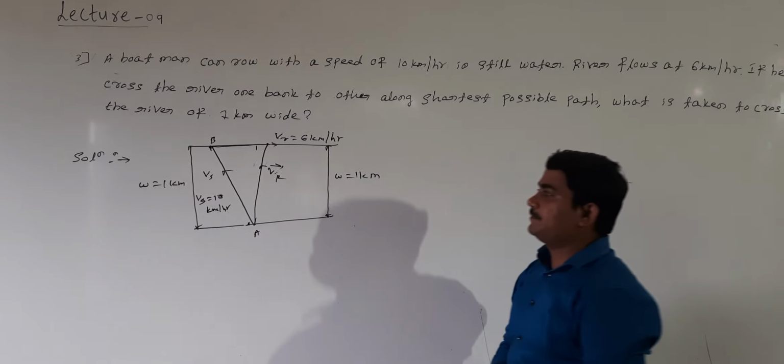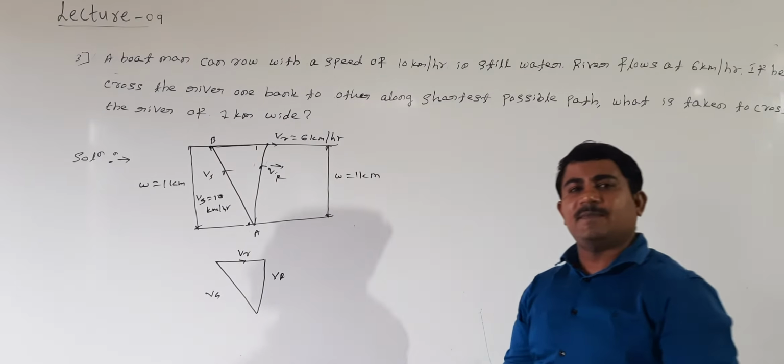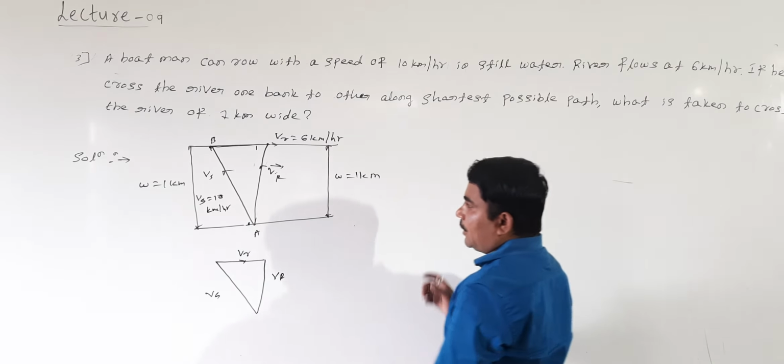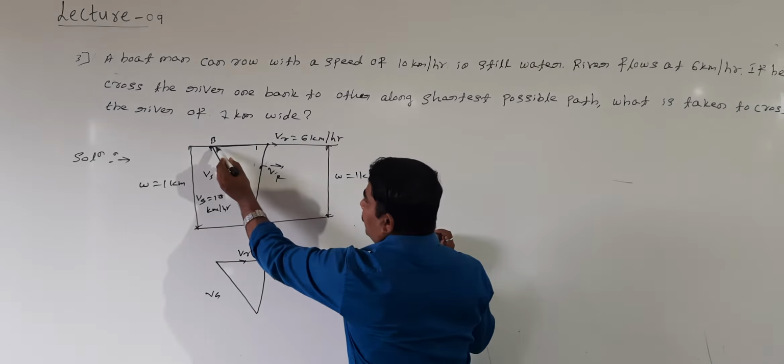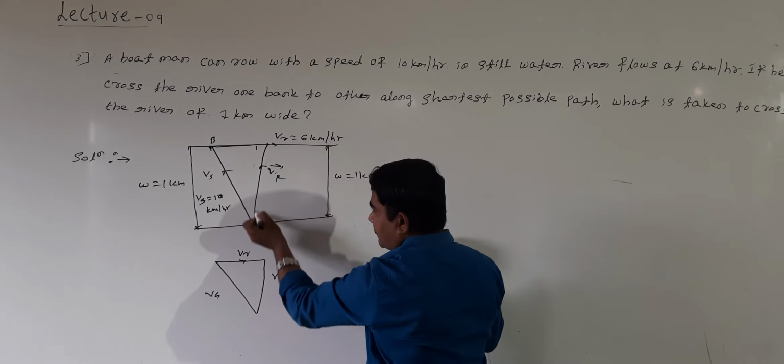How is the situation there? Like this situation. What about this? The velocity of the swimmer in this direction, the velocity of the river in this direction. What about the resultant? I need to calculate how much time is taken to go from A to B. Let us calculate the resultant. This is nothing but the shortest path.